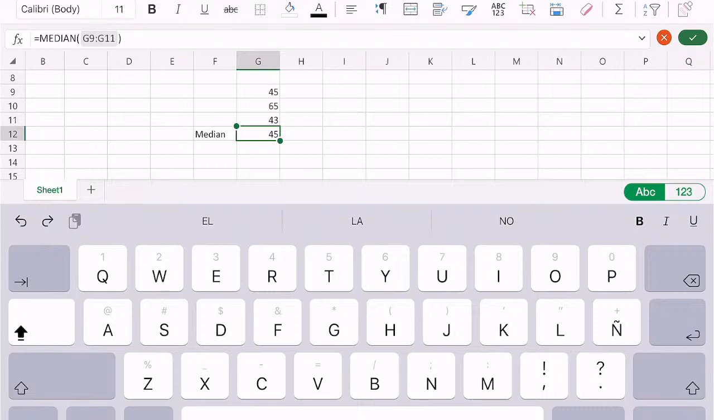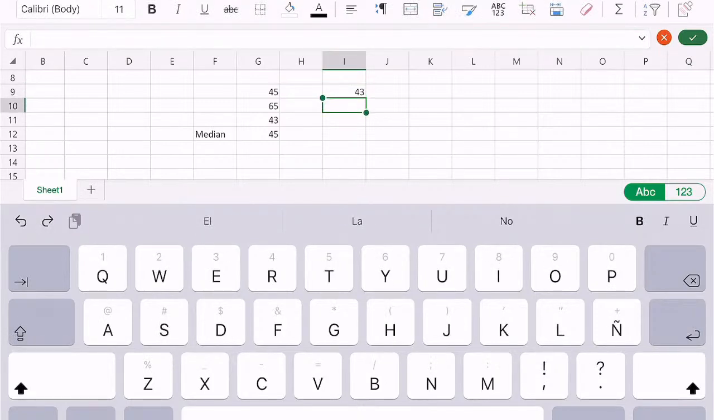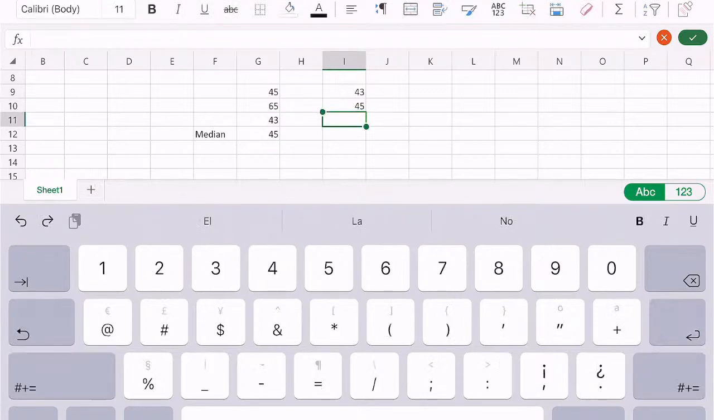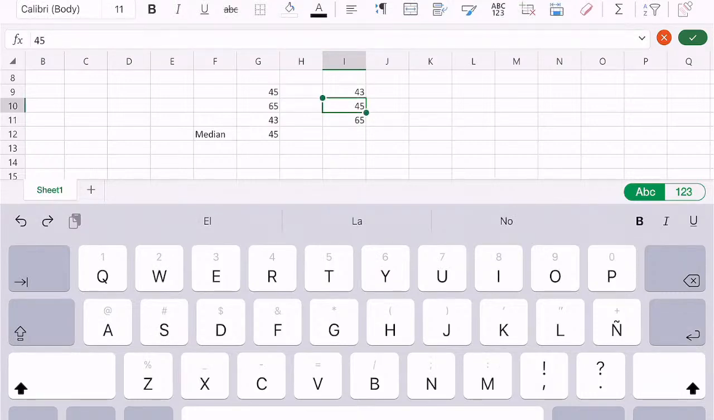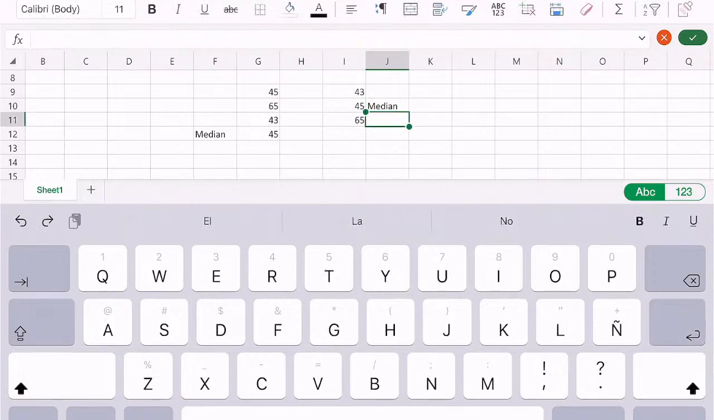Okay, so going through the steps, putting them in order: 43, 45, and 65. You see that 45 is the median. You could have done it this way too. It's the value in the middle. All right, so with many values, it's nice to use Excel. But the only thing is you have to cut and paste or copy them in or type them in. And I'm not going to do that right now.